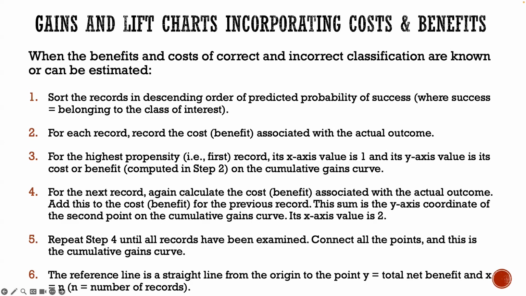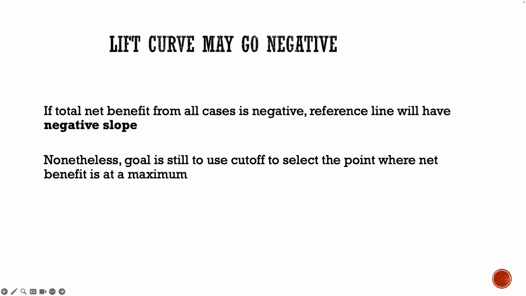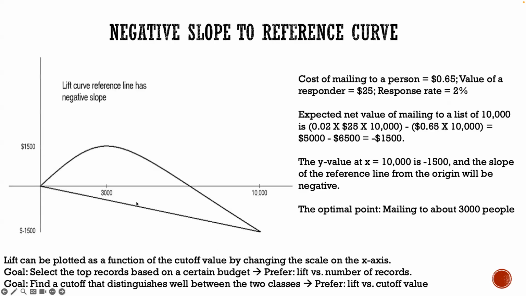Now, sometimes the lift curves can also go negative, right? So if total net benefits from all cases is negative, your reference line will have negative slope. Suppose even if I were to send all the sales offers to every single one, and I realize that the total benefit is actually a negative value, what will happen is we will end up having a reference line which is a negative slope line, and we are comparing against it. So this is an example where, instead of the diagonal being like this, it's a negative sloped line where we are spending more as we send the mailers.